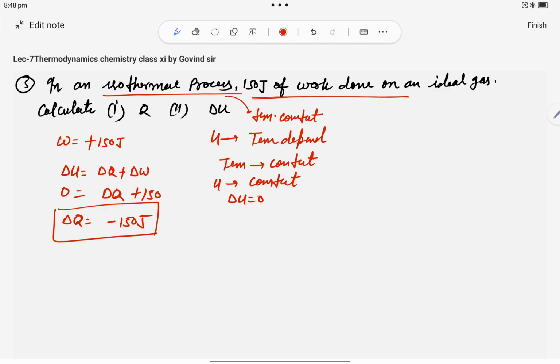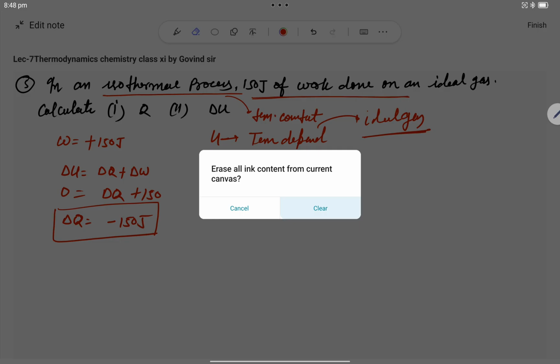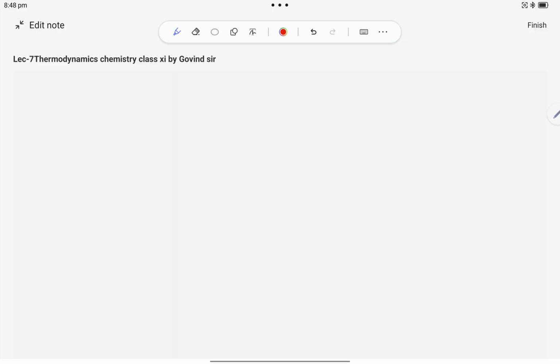That condition is only for an ideal gas. For an ideal gas, delta U is 0, the change in internal energy is 0. In the first, or I think in the second lecture, I told you this thing. So now we will solve some questions related to the graph. Question number 6.